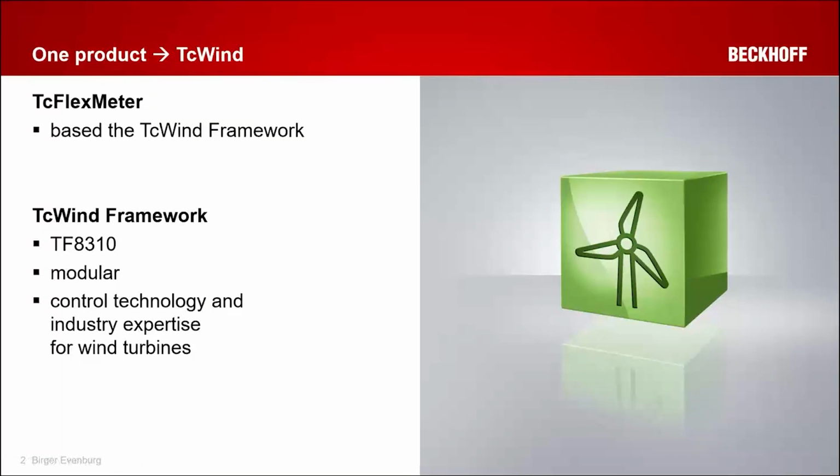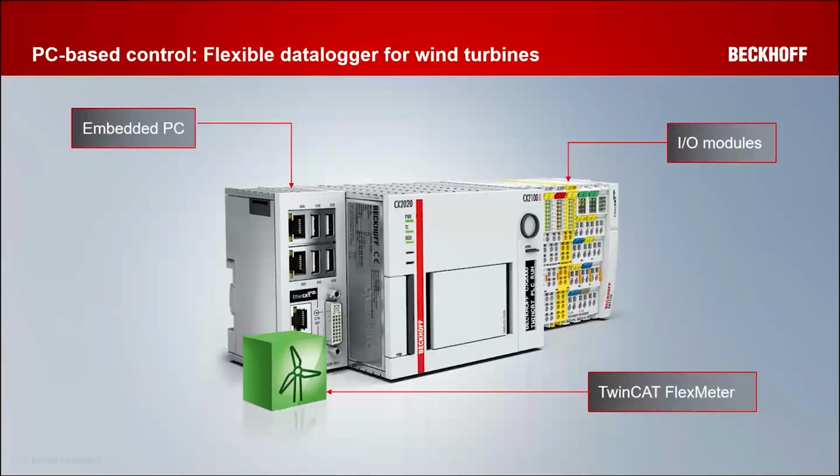TwinCAT FlexMeter is a part of the TwinCAT Wind framework. The Wind framework is a modular framework which provides our customers control technology and industrial expertise for wind turbines. For a flexible data logger, PC-based control features are used. On one system, our TwinCAT real-time is installed, and as an operating system, you can use Windows 10 IoT, for example. Besides the operating system, a database is installed to store the logged data. And the I/O modules can be selected to fit exactly our or your measurement task.